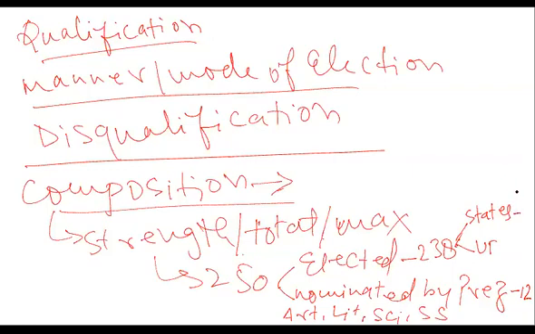229. 229 members will be elected from the states. And how many members from the union territories? The rest, 9, will be from the union territories.